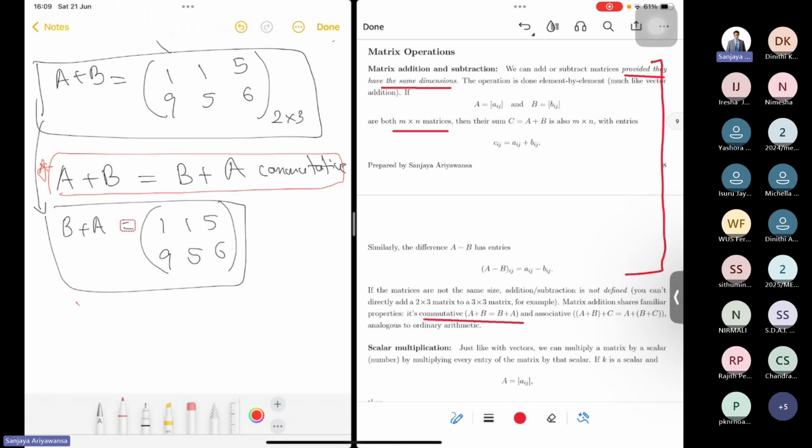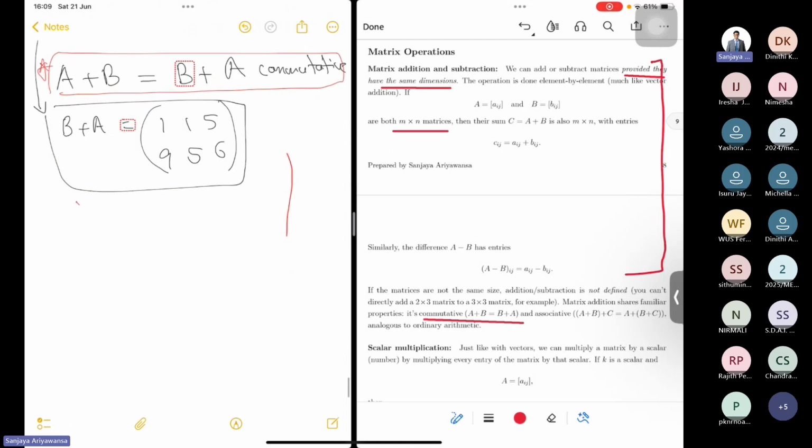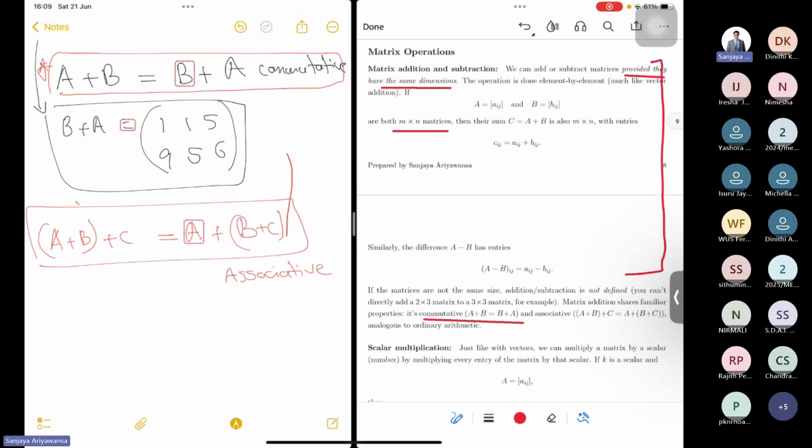That is one property. The second property is it's associative. What do I mean by being associative? If you were to add A plus B together and then add C, it is the same as saying you add the two, B plus C, together and then add A. So this is also the same. This is called the associative law. It's called the associative property. That's what I mentioned over here.